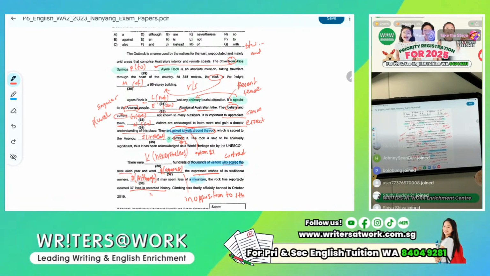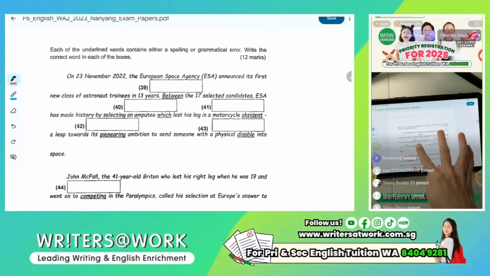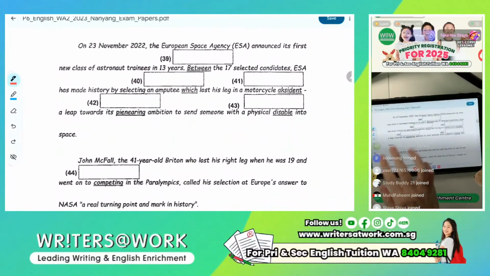Okay, moving on, let's take a look at the editing. Okay, so in 2022, European Space Agency announced its first class of astronaut trainees in 13 years. Dash the 17 candidates, ESA has made history by selecting an amputee. Dash lost his leg in a motorcycle accident.